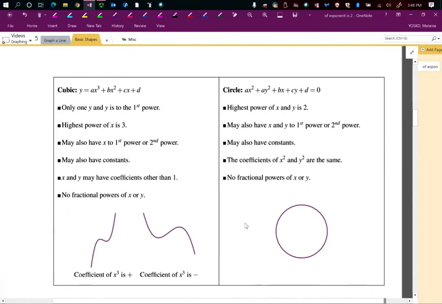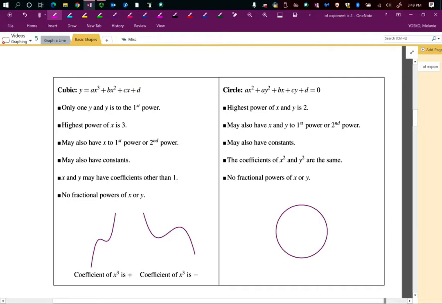We have cubics. Now notice, again, this is in a nice form. Everything is in order, looks very neat. Y all by itself to the left, y to the 1 equals ax cubed plus bx squared plus cx plus d. If it's in this form, then maybe you remember it's cubic, but it could all be mixed up. So what do you do? You check. You start looking for the exponents. There's only one y, and it's raised to the first power. The exponent is 1. The highest power of x is 3.